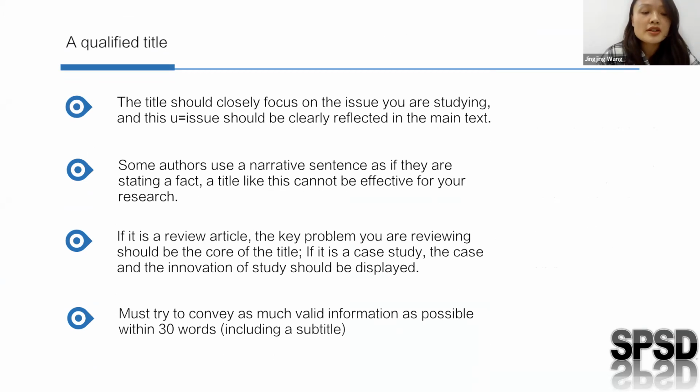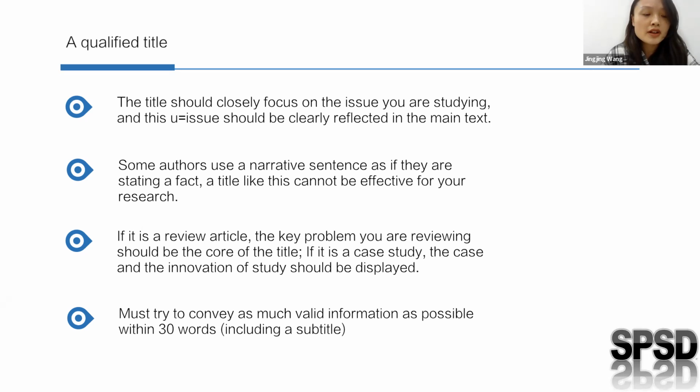If your research is a review article, the key problem you are reviewing should be the core of the title. If this is a case study, the case and the innovation of your study should be displayed in the title. Anyway, you must try to convey as much valid information as possible within 30 words, including a subtitle. Then you can give your research a qualified title.